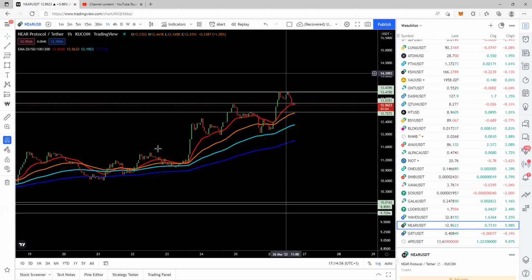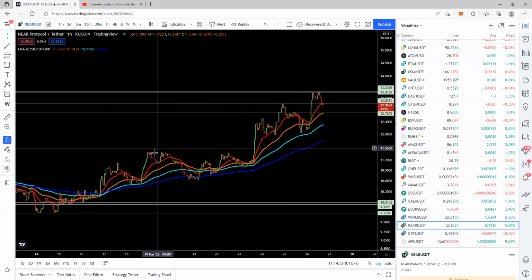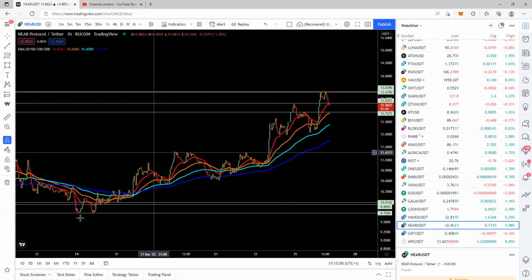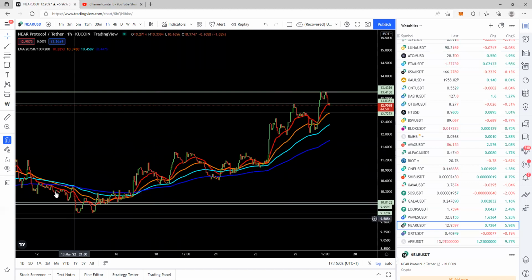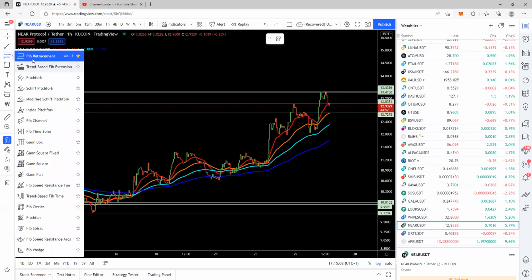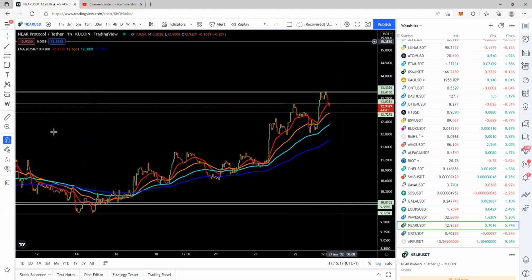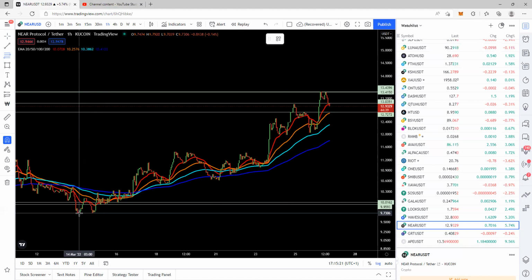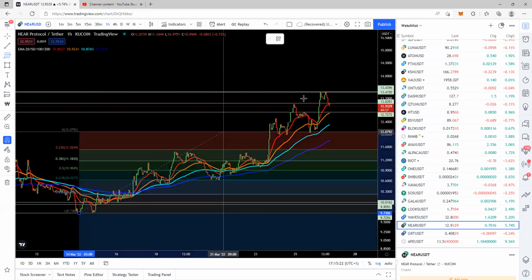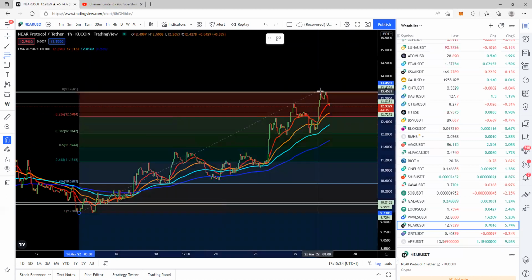Now, let's take a look at this fib right here. I'm turning on my Fibonacci tool. Fib retracement right here. Oh snap, let me turn that back off. I made a mistake, hold on. Right there. I'm gonna put it on this low and I'm gonna swing it to this high.